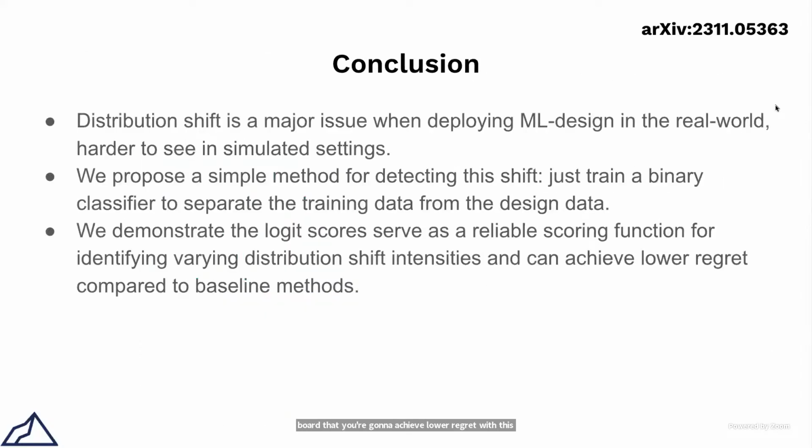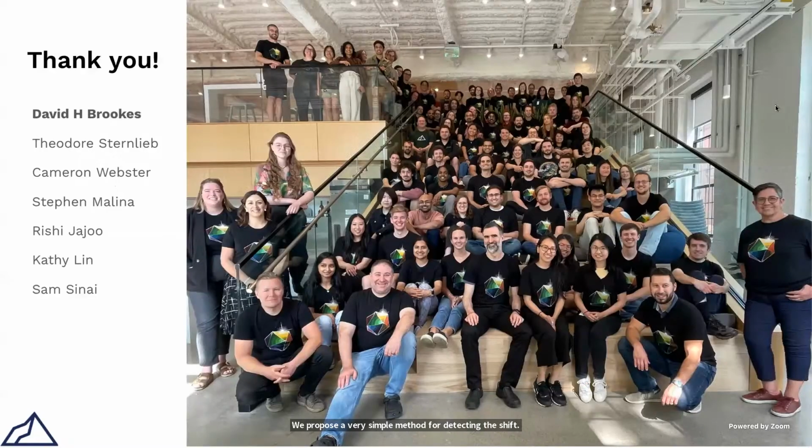In conclusion, I've shown that distribution shift is a major problem when deploying design in the real world. It's hard to see this in simulation settings, but you see it when you do this in practice. We propose a very simple method for detecting the shift, just train a binary classifier. And we demonstrate that these scores are a reliable scoring function for identifying varying shift intensities.